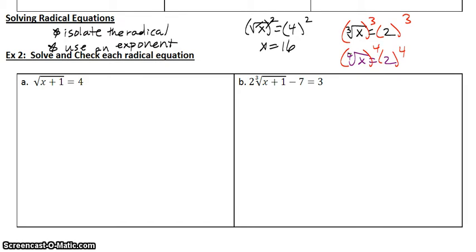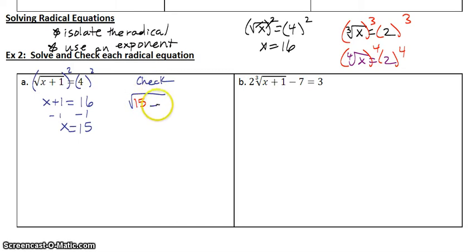So do whatever is needed to get rid of that root. Alright, let's look at part A. This is one where the root is already by itself, so I don't have to add or subtract anything. I'm just going to right away square both sides to cancel out that square root. So then I'm left with x plus 1 equals 4 squared, which is 16. I'm going to subtract 1 from both sides, and my final answer is 15. So I'm going to check that really quick. I got 15 plus 1 equals 16, and the square root of 16 is 4, so yep.